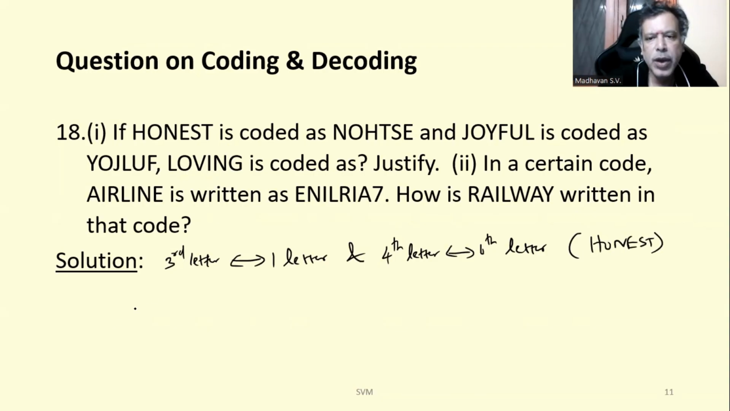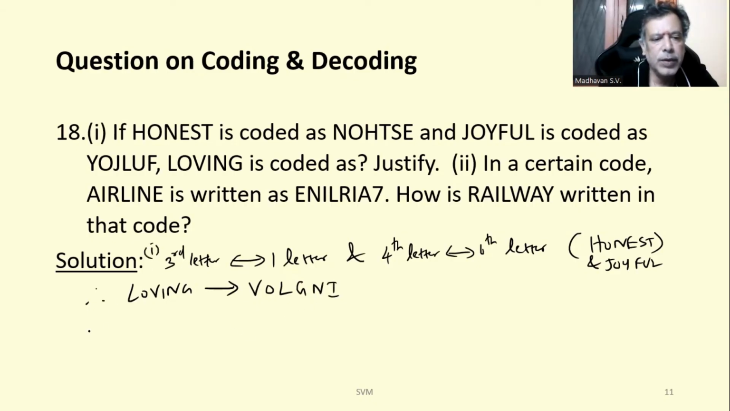Same logic in joyful also. Though in both the cases it is done. Joyful, this J has come to the third letter, Y has gone to the first letter, F has gone to the sixth letter, that is fourth letter has gone to sixth letter, and the sixth letter has come to the fourth letter. Same logic. Therefore, loving is coded as V, I will have to write first, and then L, I will shift it to the third place. G, that is sixth letter, I will bring it to the fourth place. N, I will write as it is. So that is our first part of the question.